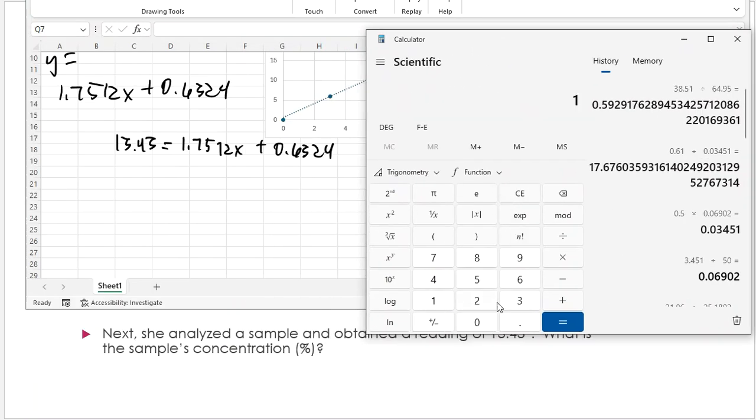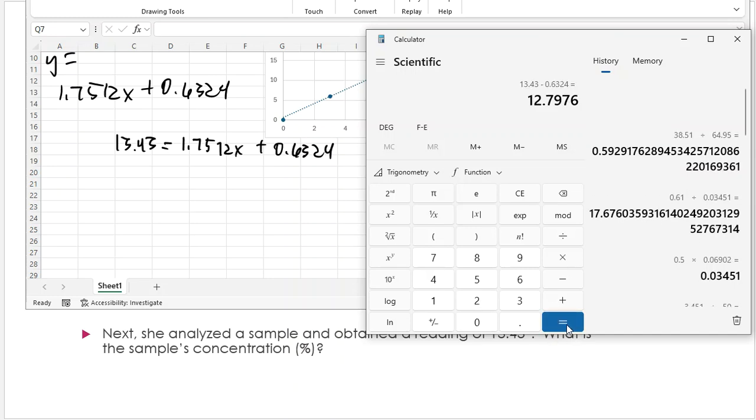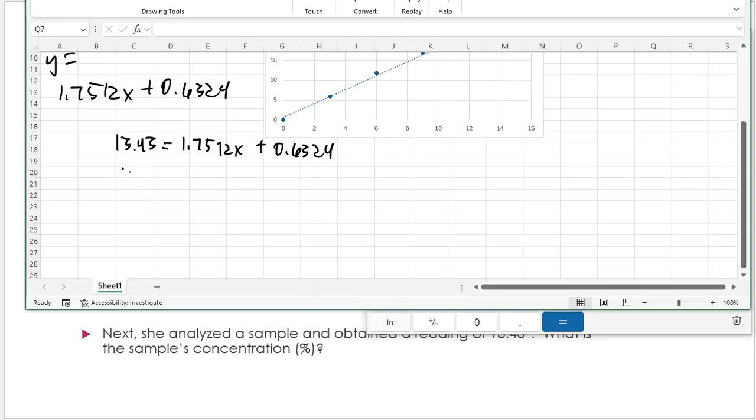So I'm going to take 13.43 and I'm going to subtract. I need to get x by itself. So there's a number out here that's on the extremities. Before I worry about the one that the x is attached to, I got to get rid of all the neighbors first. So that is plus 0.6324. I'm going to subtract 0.6324, and then I hit enter, and I get 12.7976.